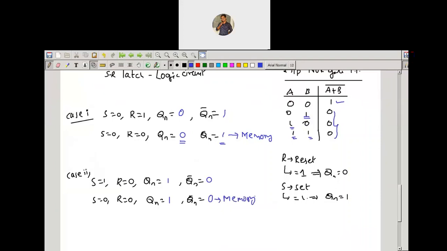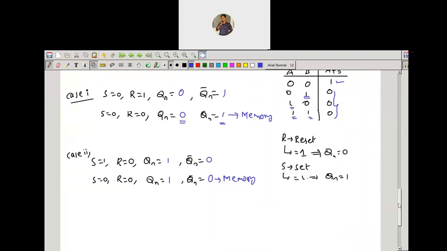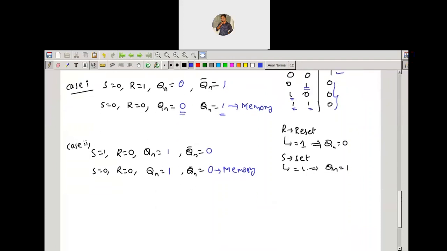That means when you're applying the two inputs, if you want to store the data, the previous output, you have to make S value 0, R value 0. Then the data is going to be stored. The latch is going to hold that information. Now let's move to case 3. What is the remaining case 3? Case 3 is S equals 1 and R equal to 1.